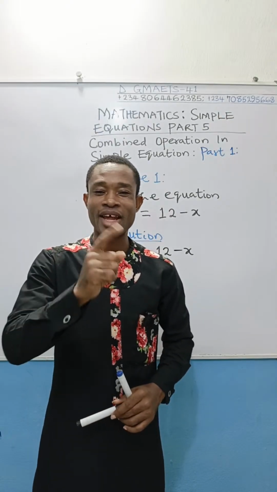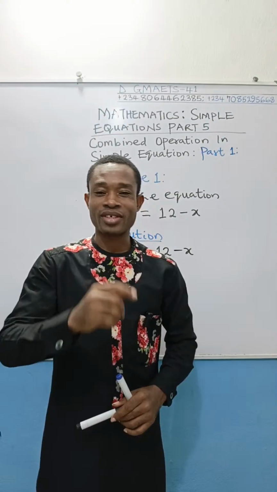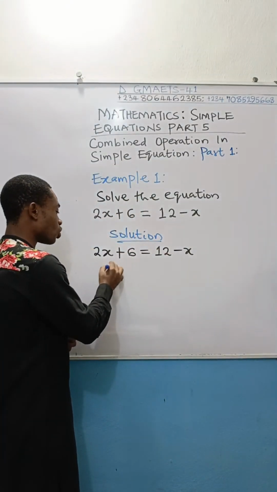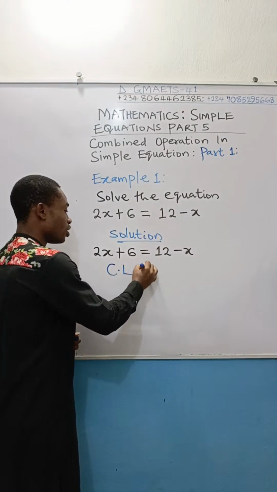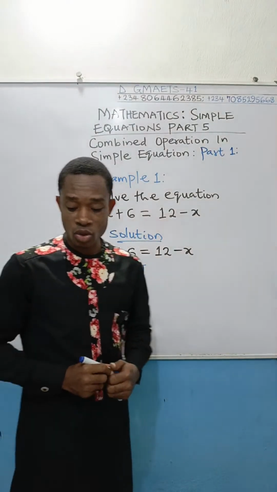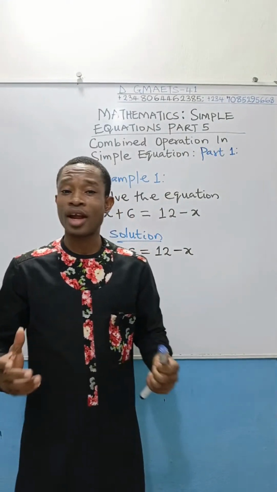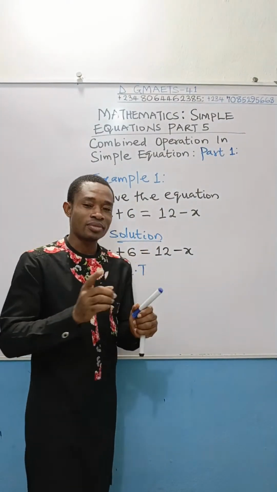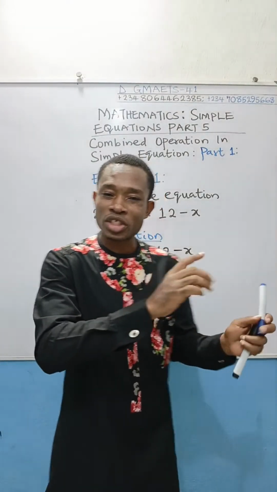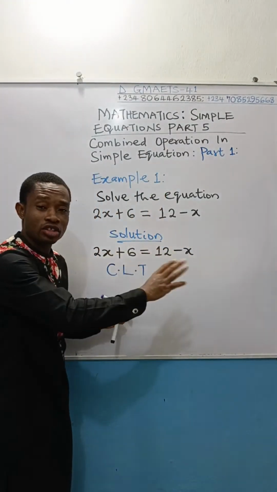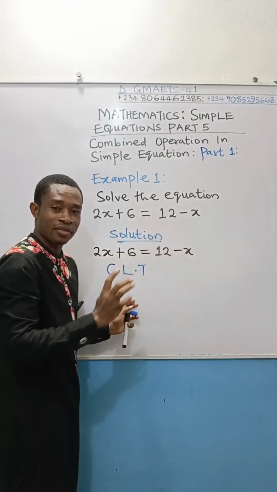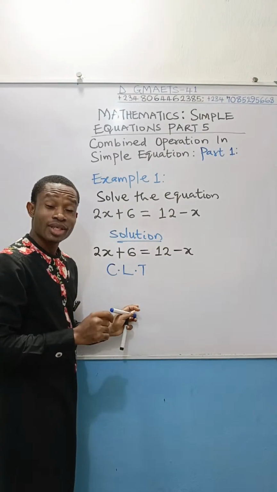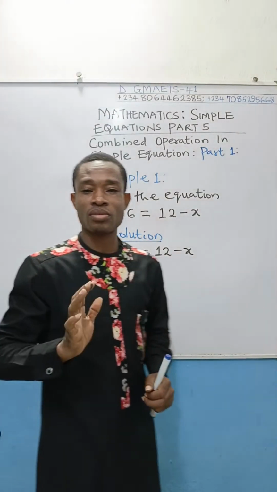I have taught you that in our previous classes. So at this point, the first thing I have to do is to collect like terms. We're going to use CLT, as I told you, to represent collecting like terms. So what have you learned from what I'm about to do here? Anytime you see a question like this, no fraction, just straight on like this, the first thing you have to do is to collect like terms.